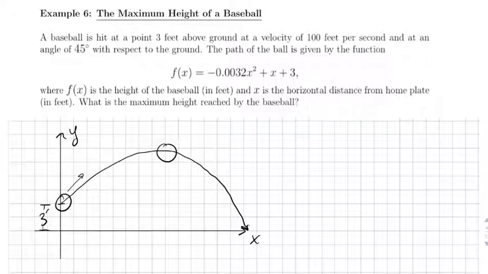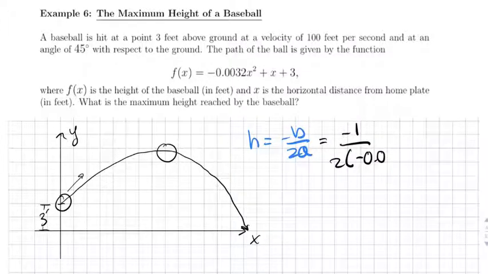So then, we have a formula to find the vertex. The x-coordinate of our vertex is going to be h, which is negative b over 2a. So negative b is negative 1 over 2 times the negative 0.0032. Then that'll give us our x-coordinate. Then when we want k, we're just going to say f of h, and that'll give us our k.